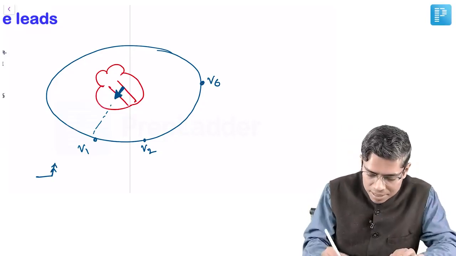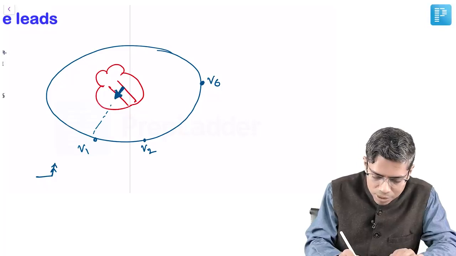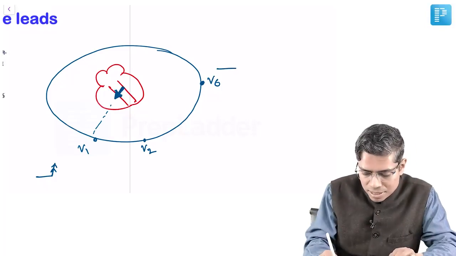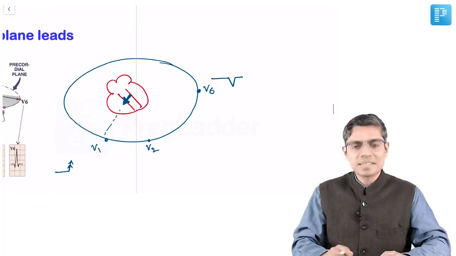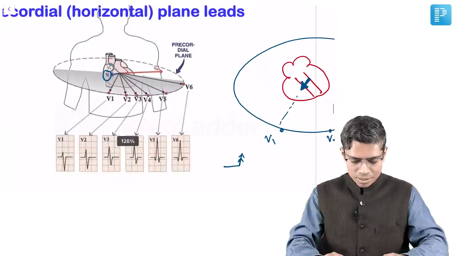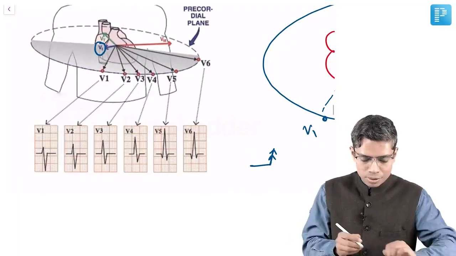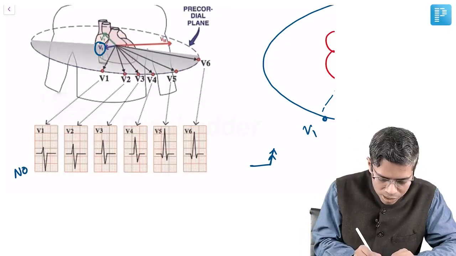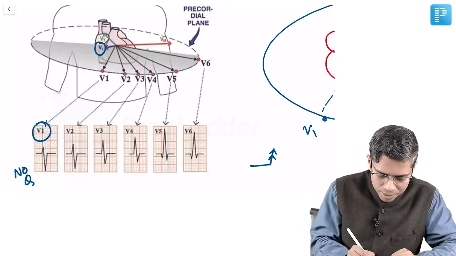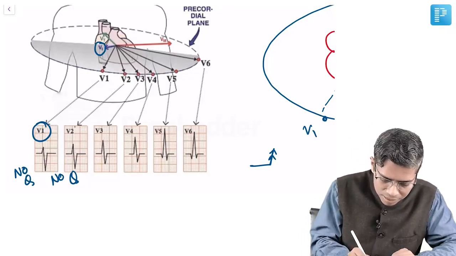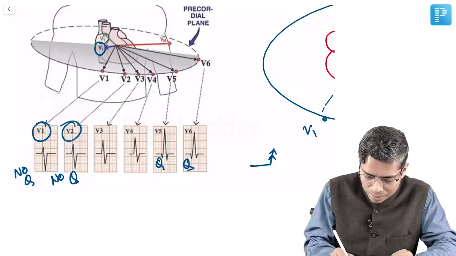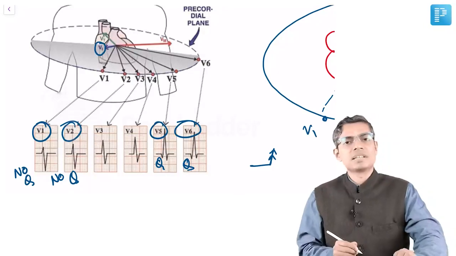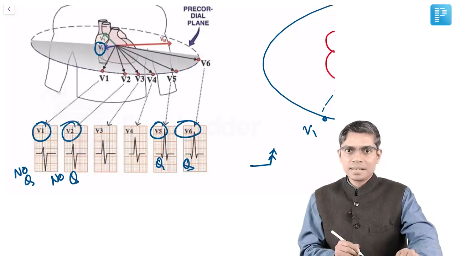But if I look at V6, this initial vector is going away from V6. So V6 will give you a negative wave like this. This way, if you analyze the precordial lead voltage vector, you are going to get no Q wave in V1, no Q wave in V2 also, but there will be presence of a Q wave in V5 and V6 leads also, right?